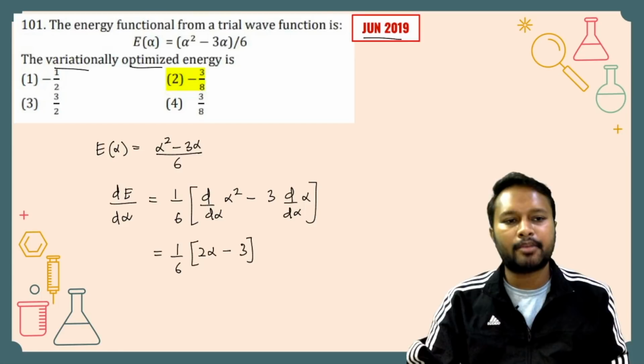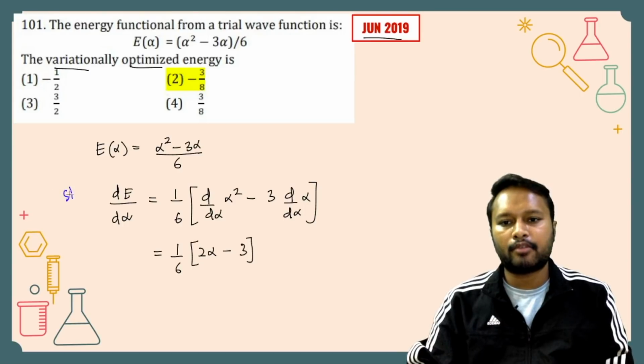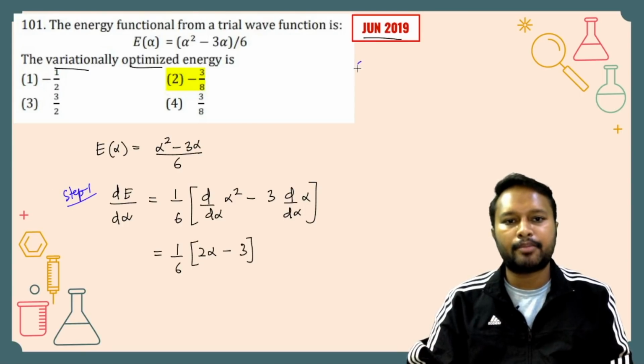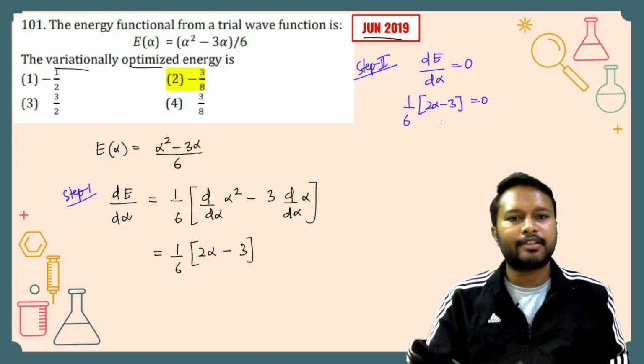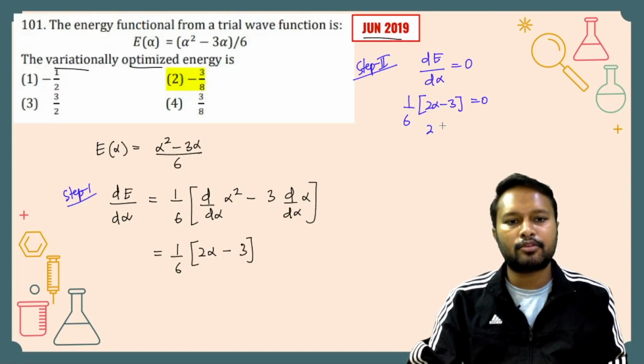Now the next step is to take this particular differential equal to 0. This is step 1. Step 2 is to take dE by d alpha equal to 0. So that means 1 by 6 times 2 alpha minus 3 equals 0. This 6 will go to the other side and it will become 0. So 2 alpha minus 3 will be 0, or you can say that alpha is equal to 3 by 2. So you got a value of alpha.